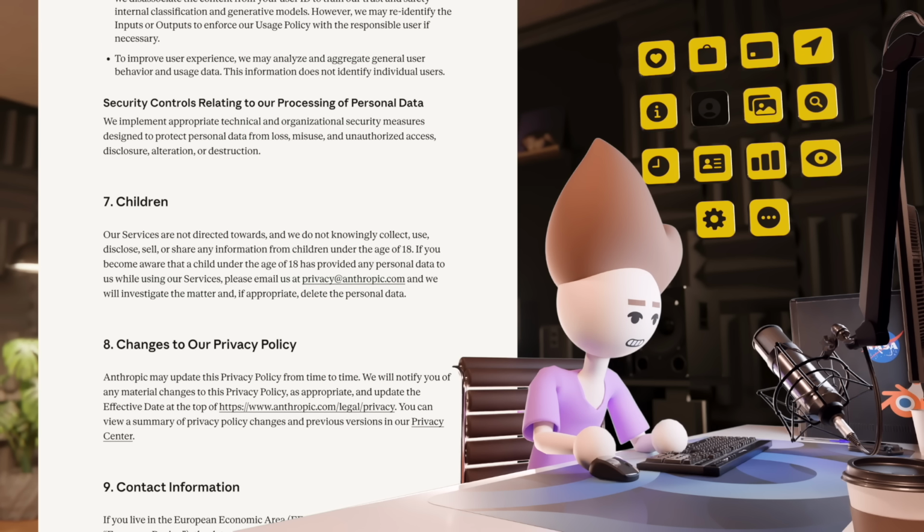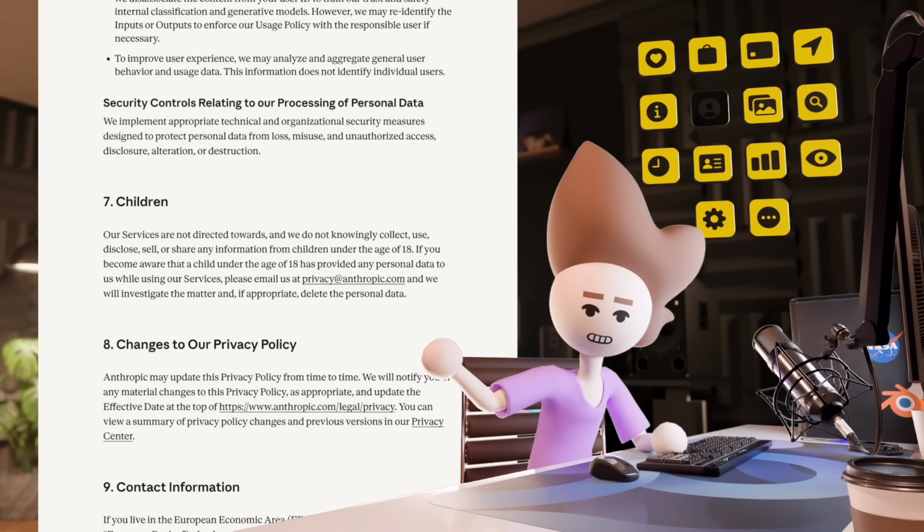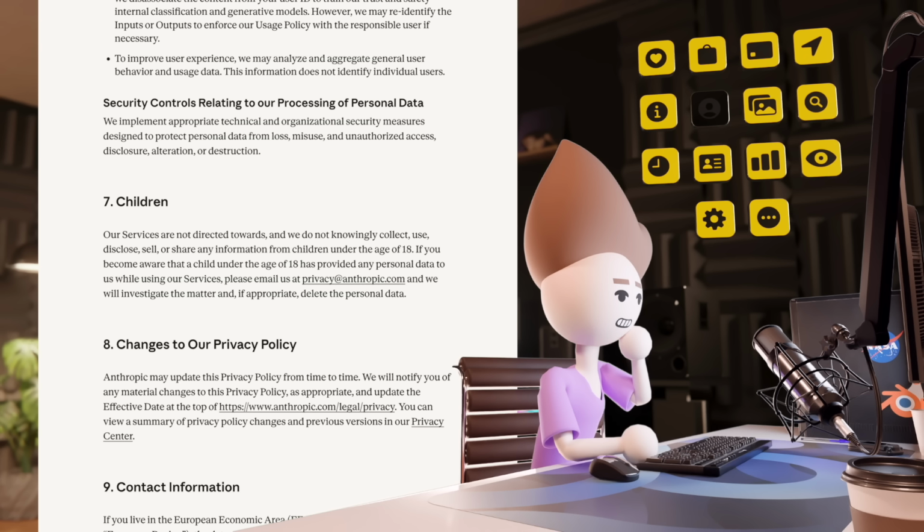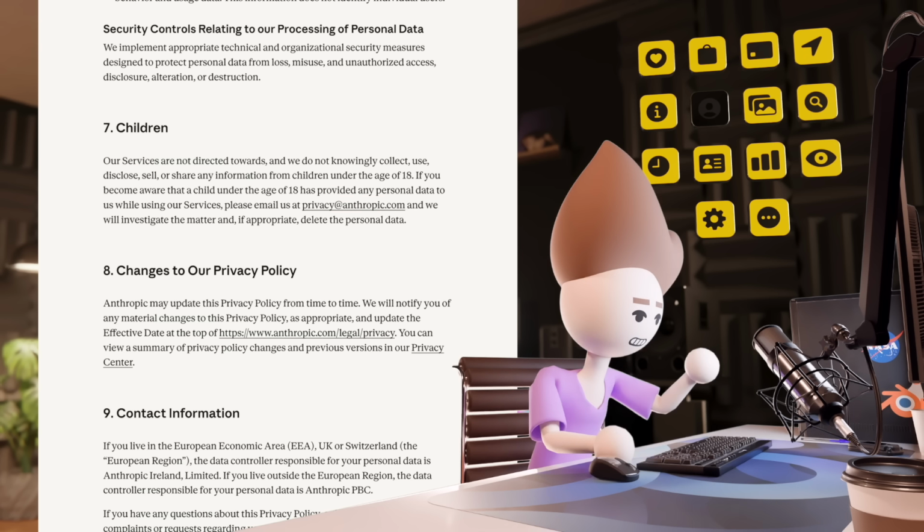If you become aware that a child under the age of 18 has provided any personal data to us while using our services, please email us at privacy@anthropic.com and we will investigate the matter and, if appropriate, delete the personal data. Just like we said in the OpenAI privacy policy, if you are a parent and you have a child that is giving out sensitive personal information to Claude, and the contents of this policy concern you, email them. You actually have the right to get that data deleted. This applies to anyone, not just states with privacy laws. Again, that email is privacy@anthropic.com.